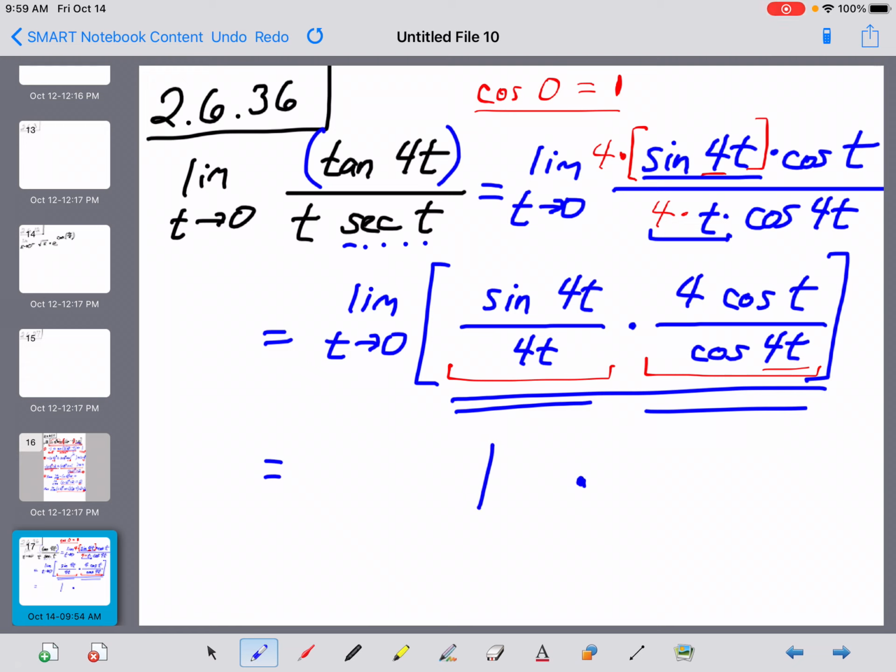And now for the second fraction, the limit as t approaches 0 of this fraction gives us a 4 times the cosine of 0, which is 1, up on top, and on the bottom, the cosine of 4 times 0 is 1 as well. So it looks like our answer is going to be 1 times 4, which gets us 4 for the answer to number 36.